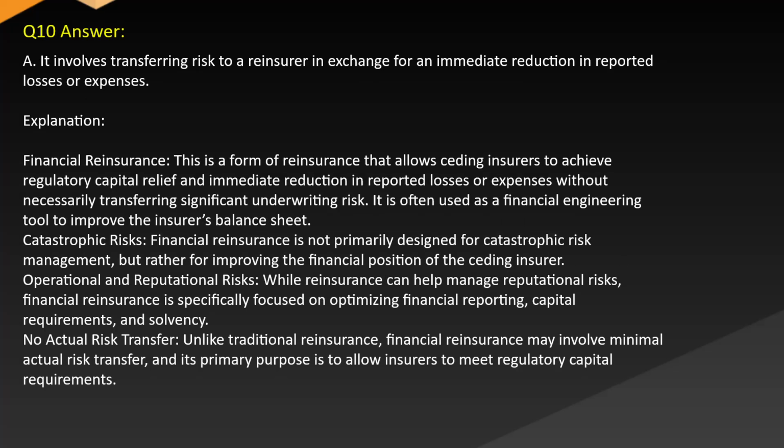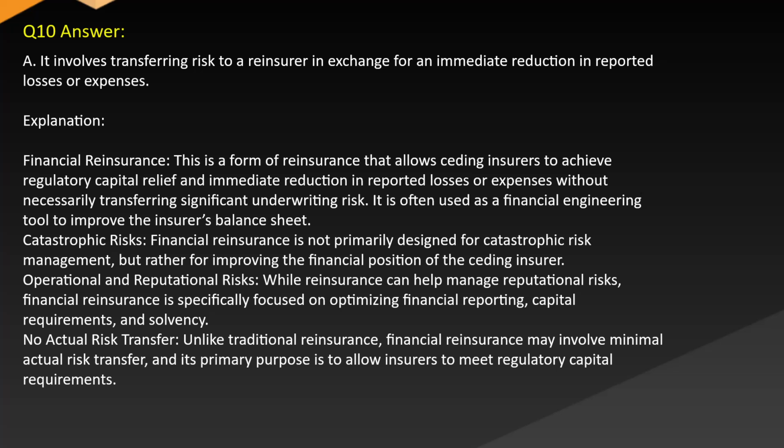Answer A. It involves transferring risk to a reinsurer in exchange for an immediate reduction in reported losses or expenses. Explanation: Financial reinsurance. This is a form of reinsurance that allows ceding insurers to achieve regulatory capital relief and immediate reduction in reported losses or expenses without necessarily transferring significant underwriting risk. It is often used as a financial engineering tool to improve the insurance balance sheet.